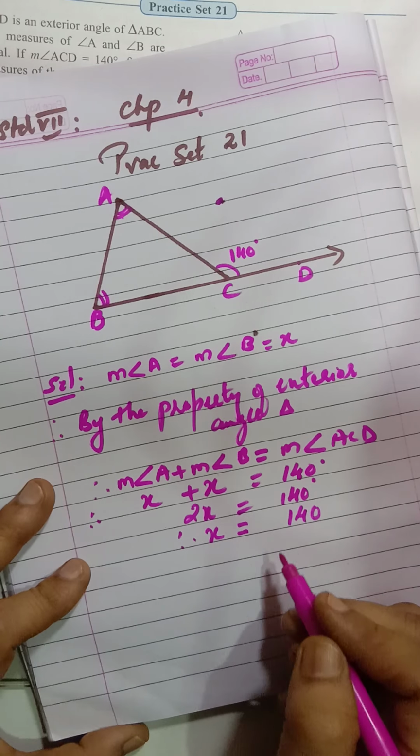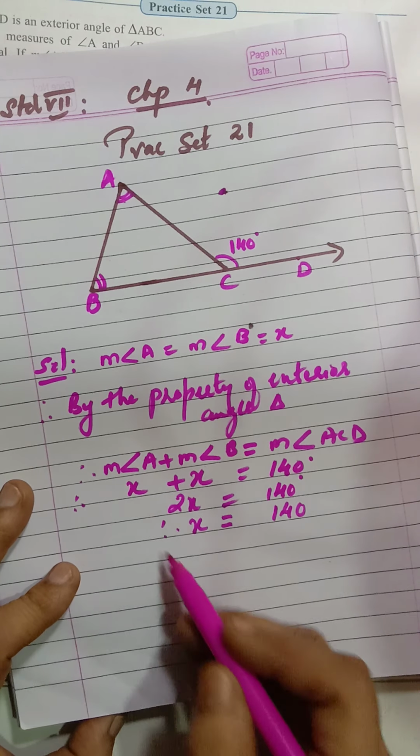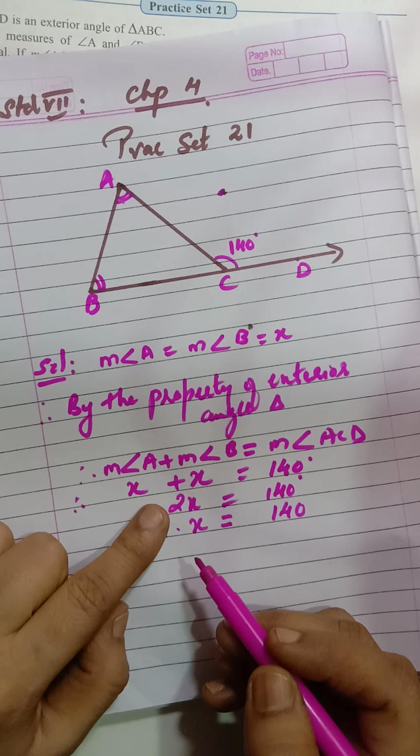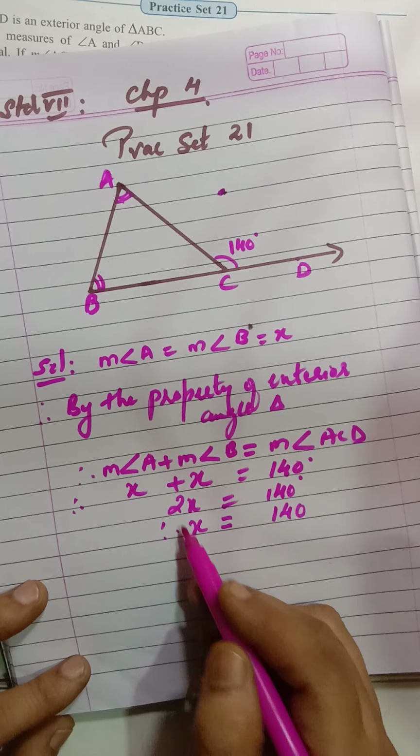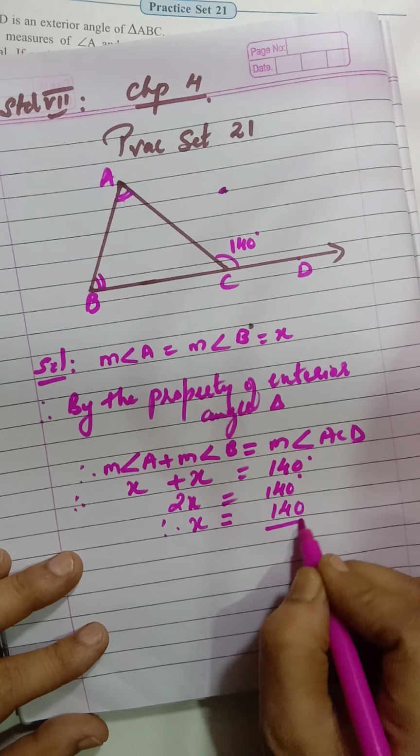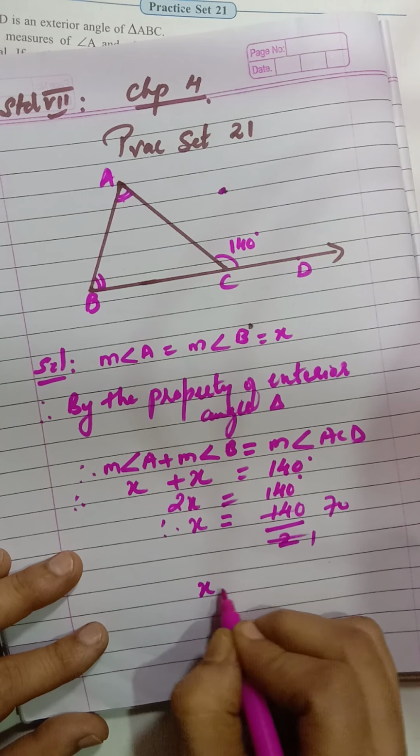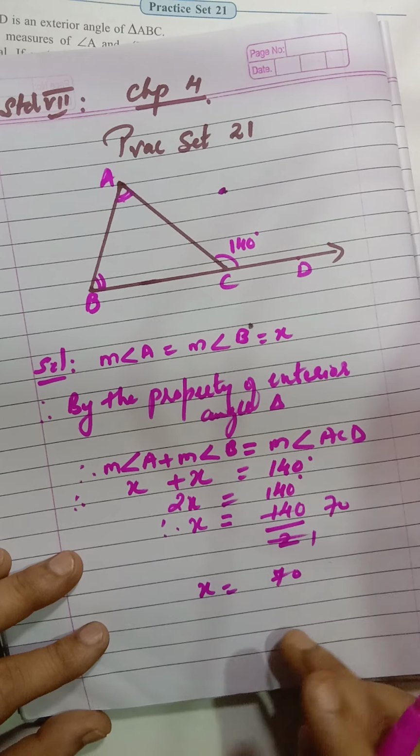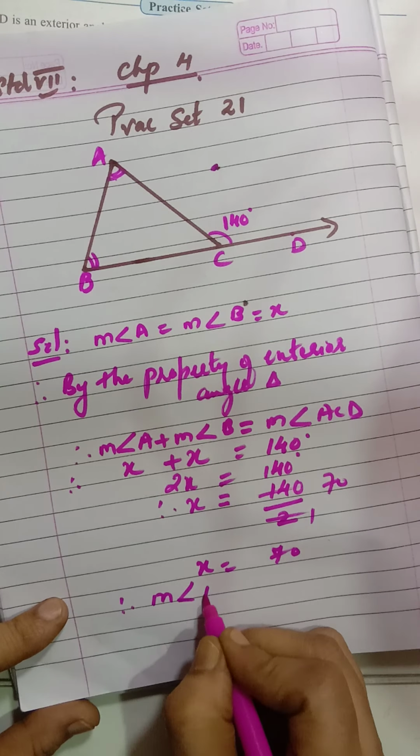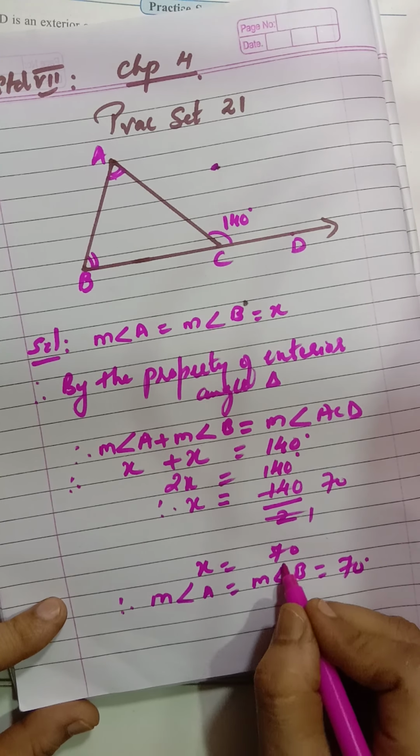Now see, children, this has become an equation, and we are solving the equation to find the value of x. We will use the division property, so the 2 goes below in the denominator on the other side. So x is equal to 140 divided by 2, which is 70. Both the angles are equal, therefore measure of angle A is equal to measure of angle B, and that is equal to 70 degrees.